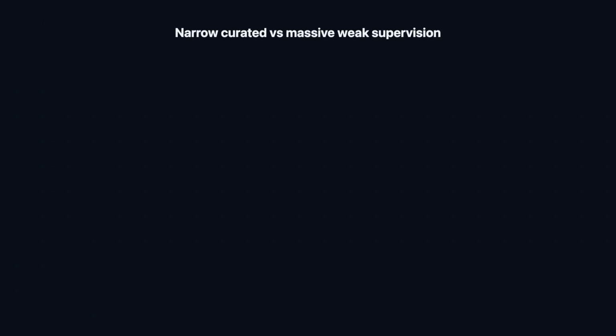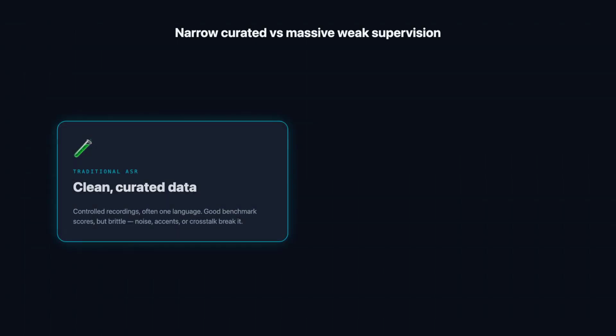So what really sets Whisper apart? It comes down to the data it learned from. Traditional speech recognition trains on narrow, carefully curated datasets. Clean recordings, controlled conditions, often a single language. That produces good numbers on the benchmark, but the model tends to be brittle. Handed a real-world clip with noise, an unfamiliar accent, or crosstalk, and accuracy falls apart.